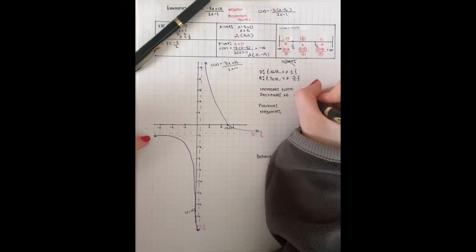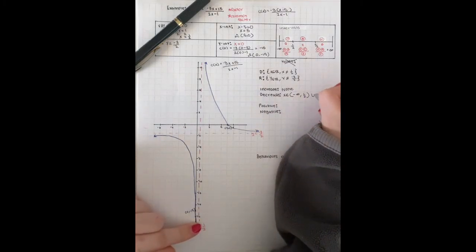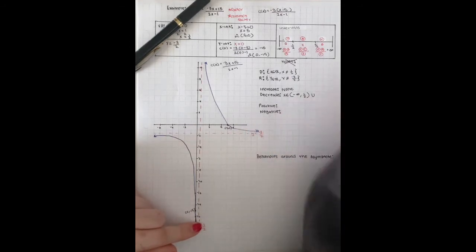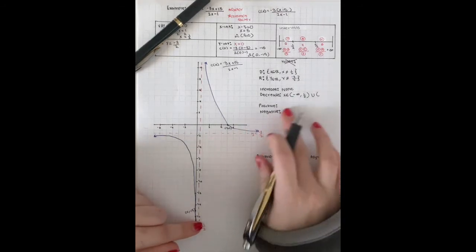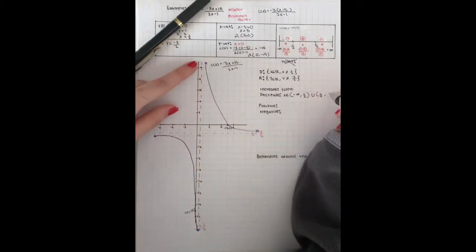So it decreases from negative infinity until a half. We can't hit any vertical asymptotes, so the intervals are going to be split. And then it's increasing again from a half until positive infinity.